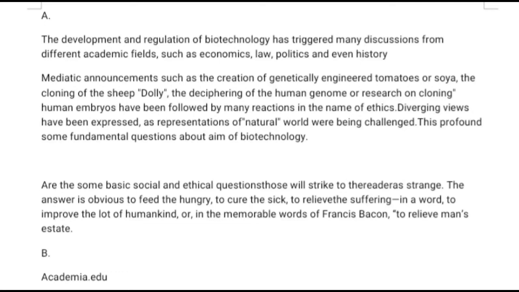This raises some fundamental questions about the aim of biotechnology. Are there some basic social and ethical questions? Those will strike the reader as strange. The answer is obvious: to feed the hungry, to cure the sick, to relieve suffering in the world, to improve the lot of humankind, or in the memorable words of Francis Bacon, to relieve man's estate.